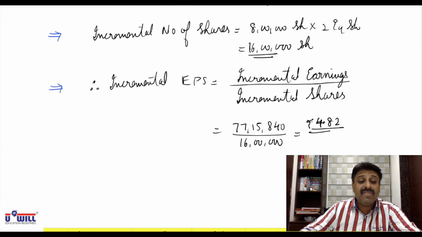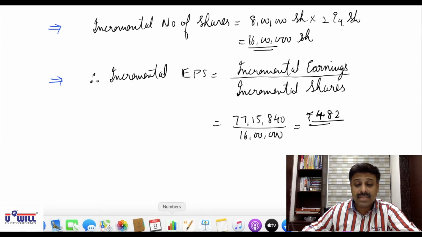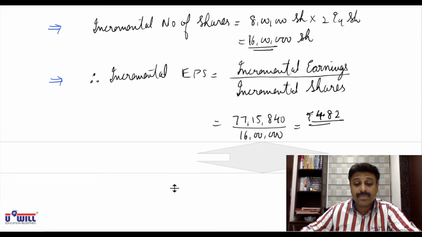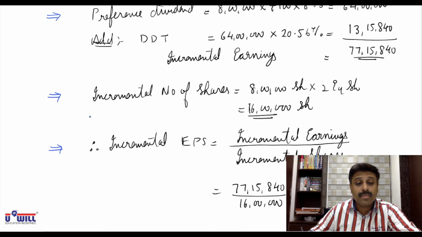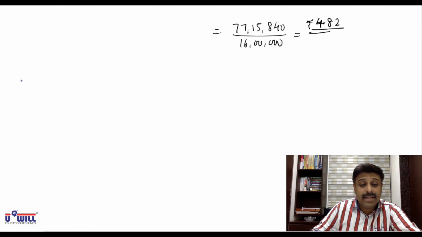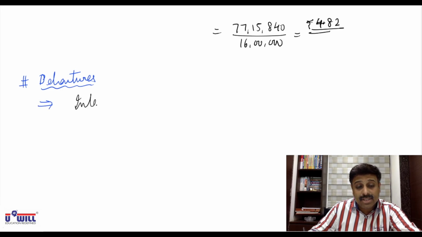Okay. Now same thing we find due to debentures. So now all of you give the heading debentures. Like this, preference shares we had given the heading. Now you give the heading as debentures. First we find incremental earnings due to debentures. So in that first we'll take interest on debentures.